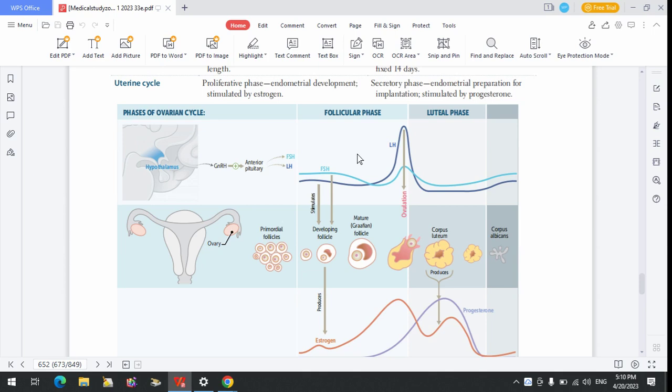Maybe we'll just check it off and I'll get back to it, because I'm not an OB-GYN expert, but that's what I used to know.